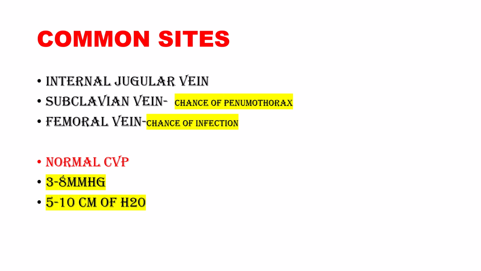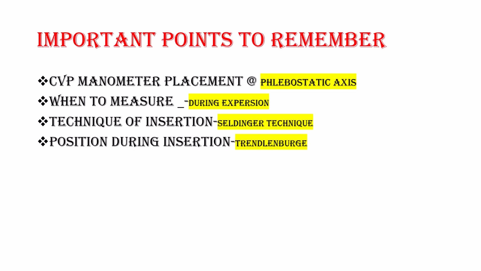Then what are the common sites of insertion? There are three sites: the internal jugular vein, subclavian vein, and femoral vein. In the subclavian vein, the chance of pneumothorax is very high, and in the femoral vein, the chance of infection is very high because it is near the private part. Then next, what is the normal CVP? Normal CVP is 3 to 8 mmHg, and in centimeters of water it is 5 to 10 cm of water.